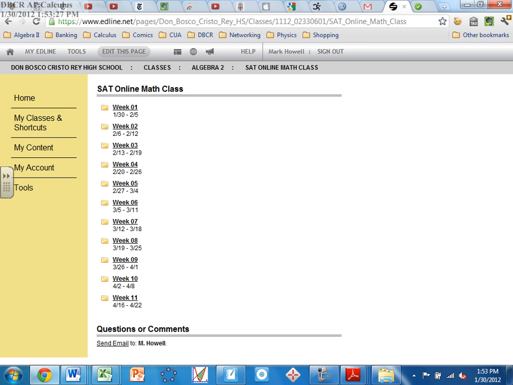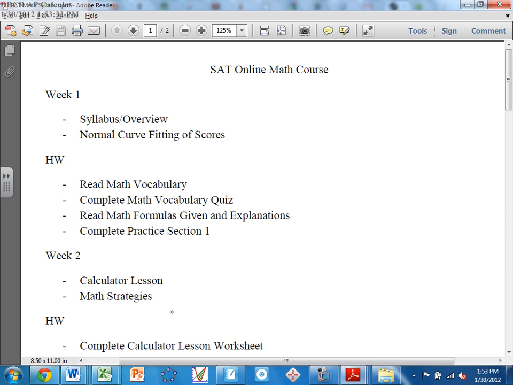Now, what you're going to notice under the syllabus, the first thing that you see is the stuff that we're going to be doing in class every week. So today, for example, the major thing that we're going to look at is the syllabus itself, and we're going to look at an overview of the actual course. So an overview of what the SAT and math is all about, how we can do better on the test. We're also going to look at normal curve fitting of scores, and I pretty much want to show you how the test is graded and how the raw score translates to a score out of 800.